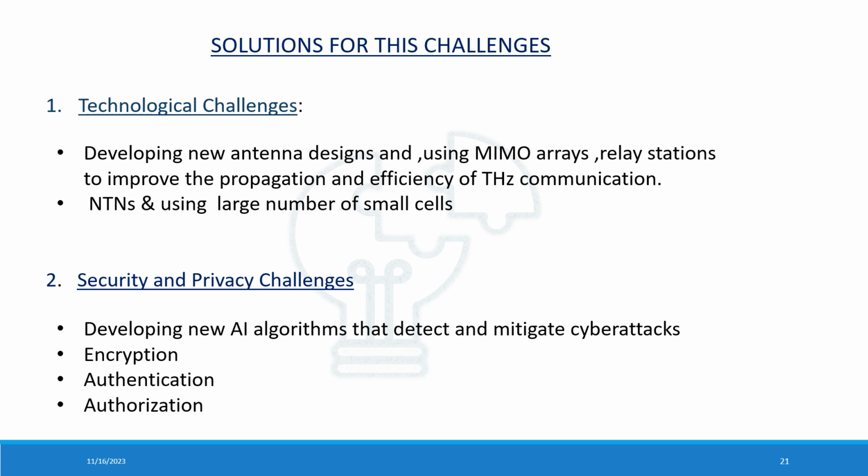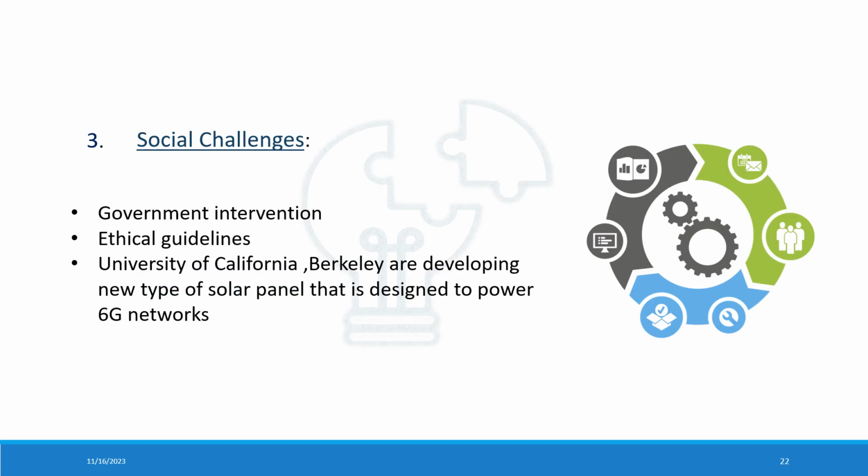Then for the security and privacy challenges, the solutions are developing new AI algorithms that can detect and mitigate cyber attacks. Then encryption, which is the process of protecting user data using mathematical models. Then the other solutions include proper authentication and proper authorization. The solutions for social challenges are government interventions and ethical guidelines, and to reduce carbon emission, University of California, Berkeley is developing a new type of solar panel that is designed to power the 6G network.